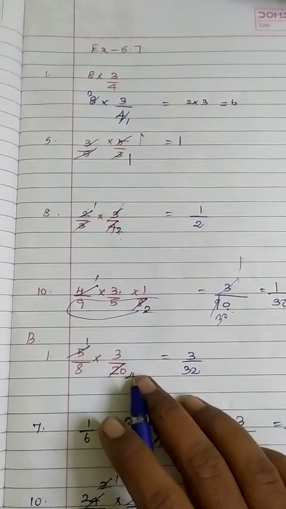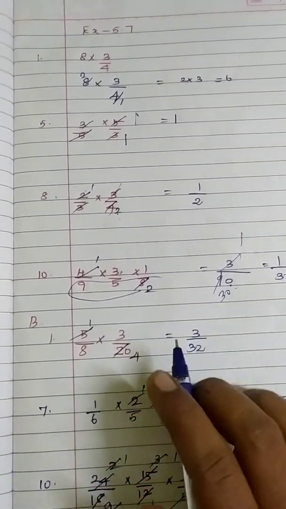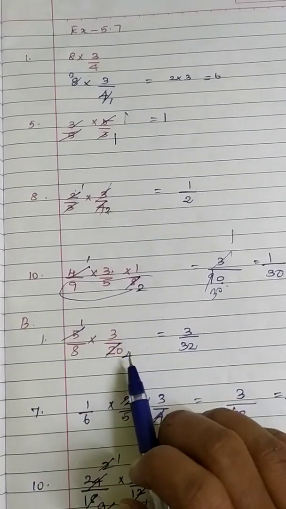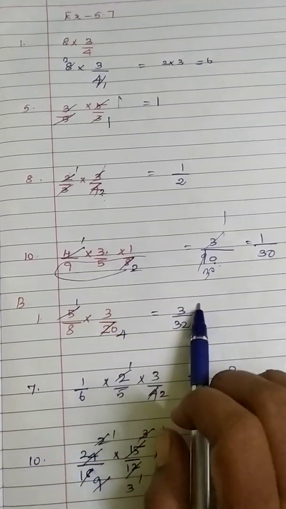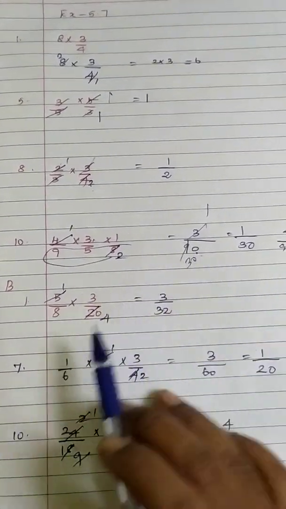And the B problem, same thing. You are going to simplify it. 5 by 8 into 3 by 20. 5 table, 1 5 is 5, 5 4s are 20. So numerator 3, denominator 8 4s are 32.